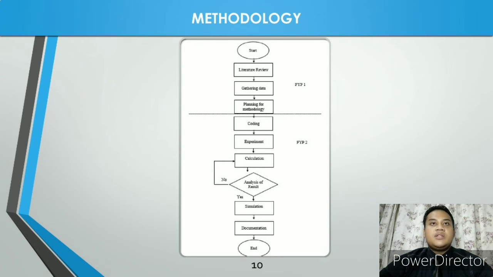Next is methodology. For my final year project 1, I made a literature review, gathered data, and planned my methodology. For final year project 2, which is for the next semester, the methodology starts from the coding, and then I will do the experiment using the full rotor pendulum, and from the data that I get from the full rotor pendulum, I will make a calculation and analyze the result. After that, I will make the documentation.